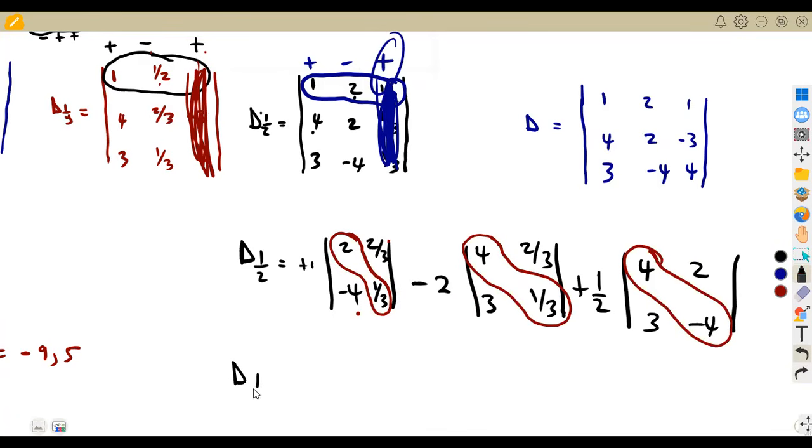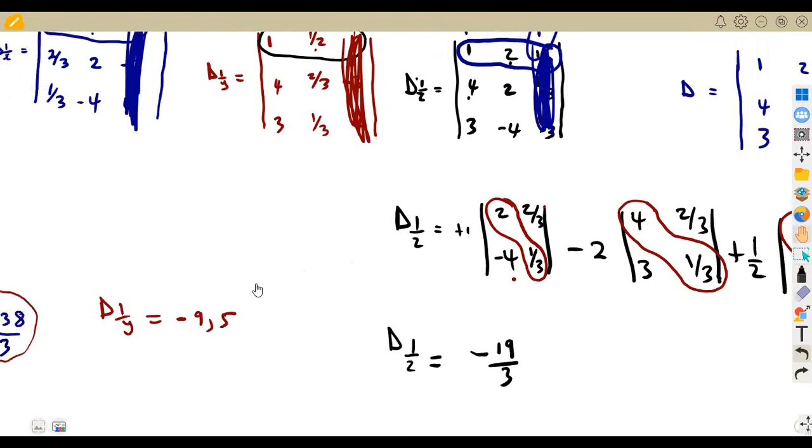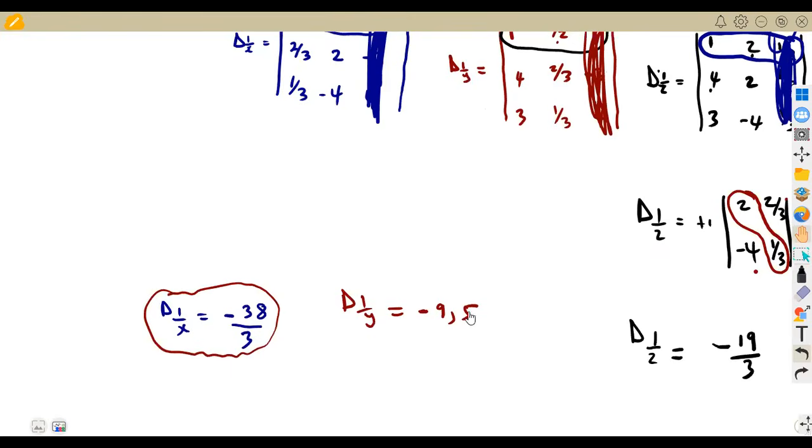This was going to give you the determinant with respect to 1 over z, which was going to be negative 19 over 3. So I want you to try it. You're going to get a negative 19 over 3 for that one. All right, so I think we have the one for x, for y, for z.